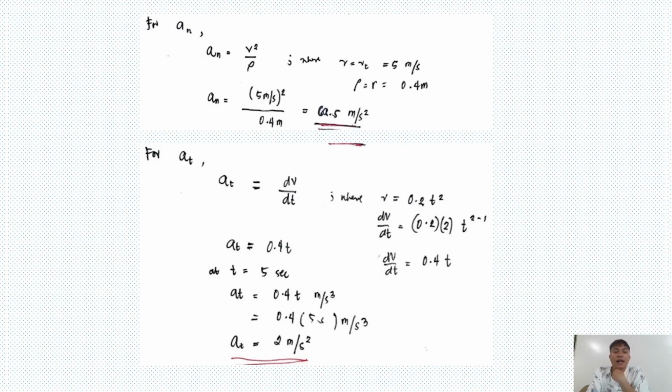For the acceleration in the tangential component, AT is equal to dV over dt, where we know that V is equal to 0.2 t squared. So we have to differentiate that, which gives us dV over dt is equal to 0.4 t. So we now have the equation AT is equal to 0.4 t. Since we are given 5 seconds, AT is equal to 0.4 times 5, which gives us 2 meters per second squared.